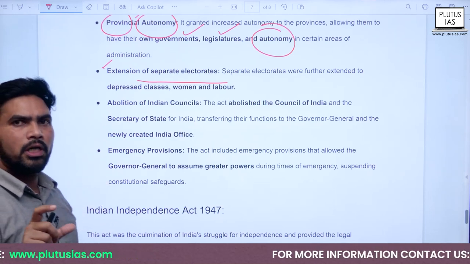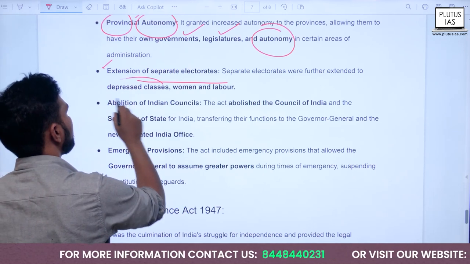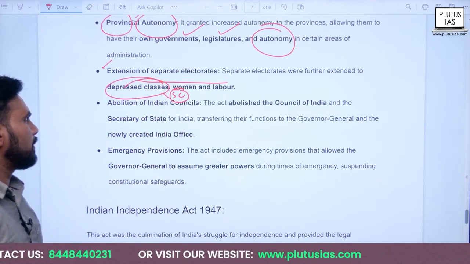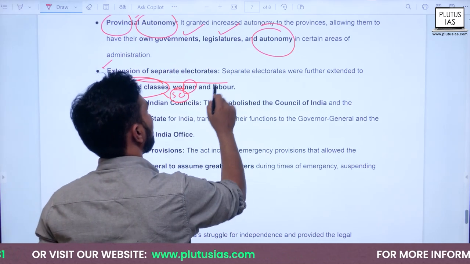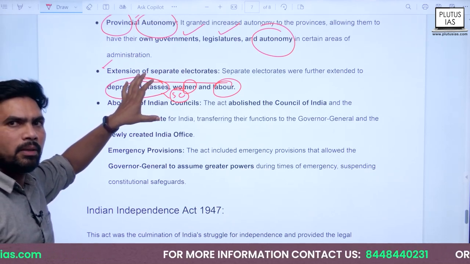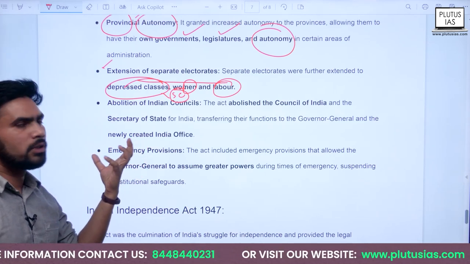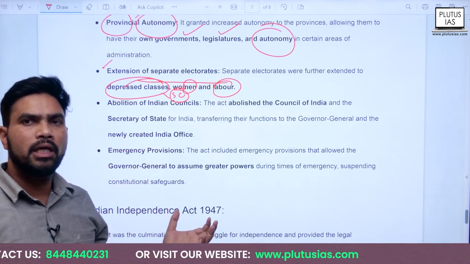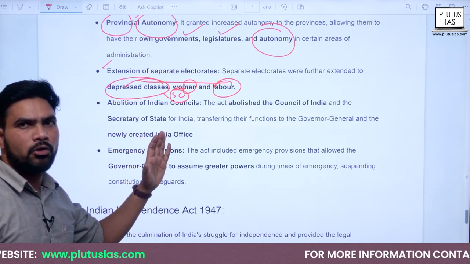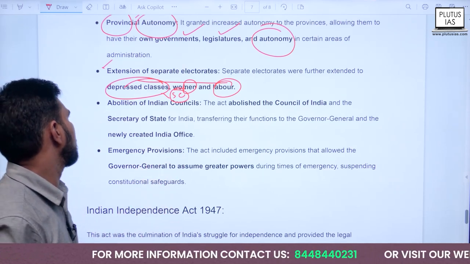Here the separate electorate system has been further extended to include depressed classes, meaning scheduled castes. So it is extended to depressed classes, women and labor. Actually, Mahatma Gandhi vehemently opposed extending separate electorates to scheduled castes because he believed that this system of separate electorates would split India into multiple pieces. So he vehemently opposed the separate electorate system, especially for granting this to scheduled castes, depressed classes.